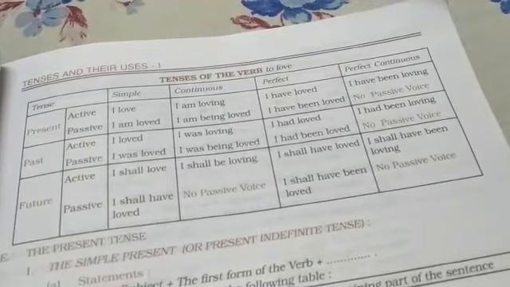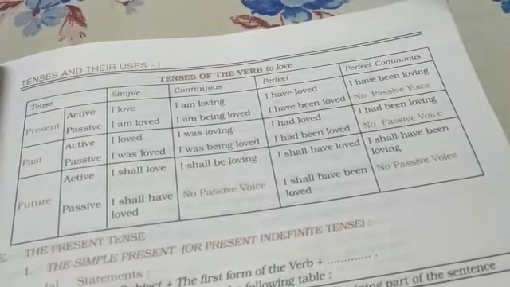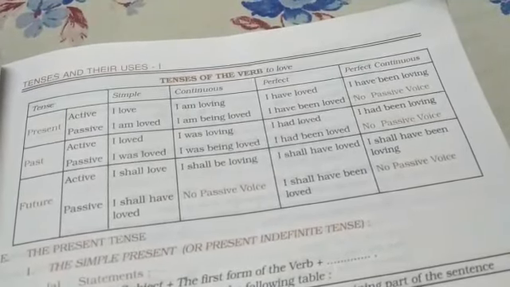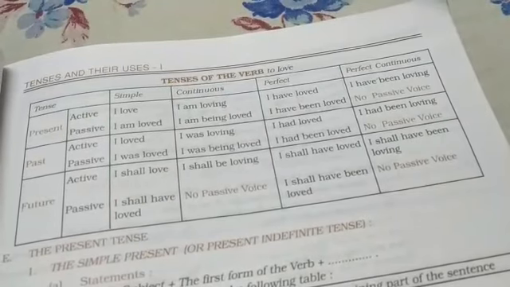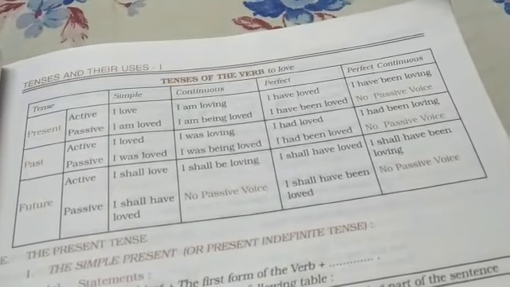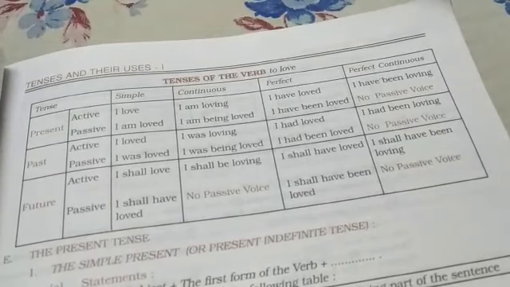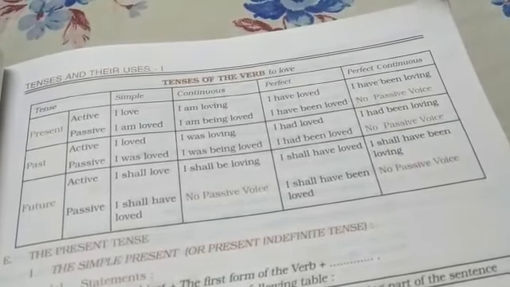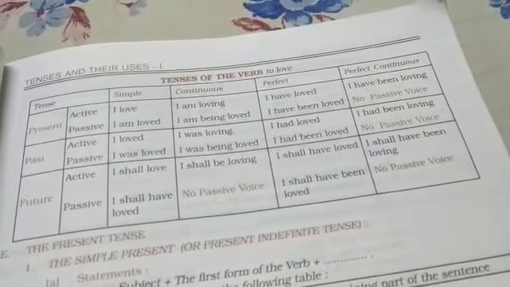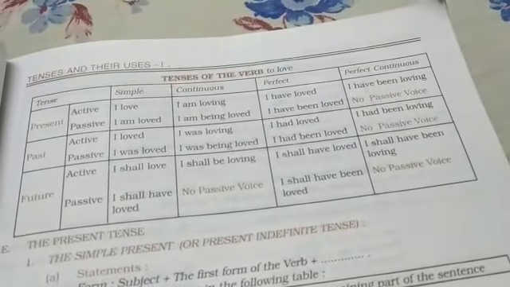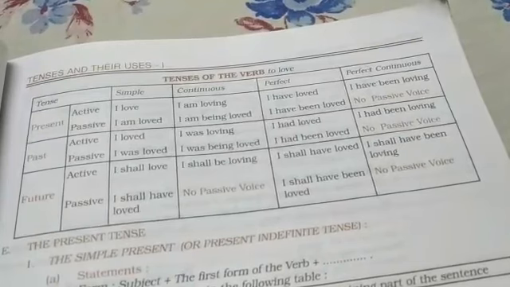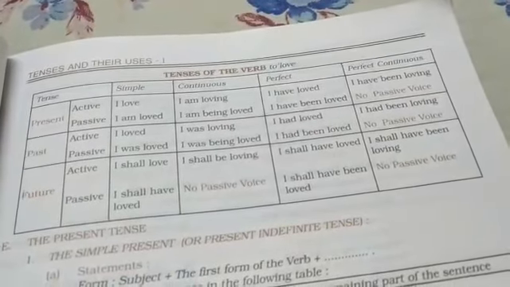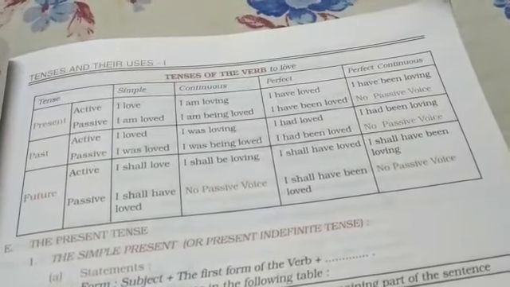Under passive voice, simple past, I was loved. Past continuous, I was being loved. Then you have past perfect, I had been loved, and there is no sentence or no such form of verb under perfect continuous. The last tense is future tense.